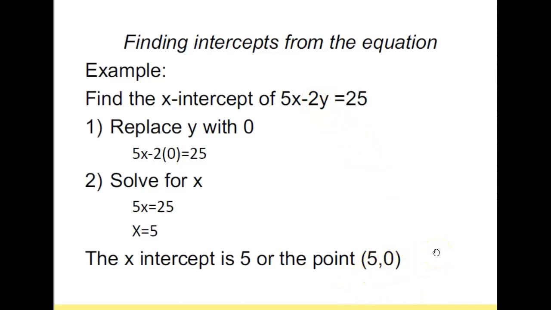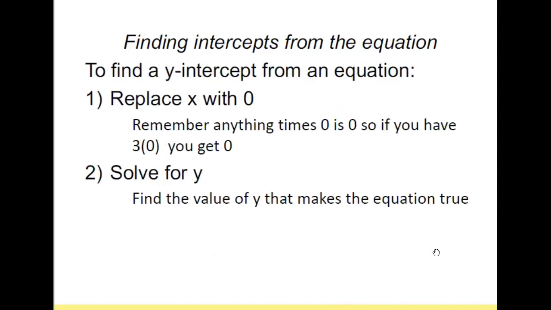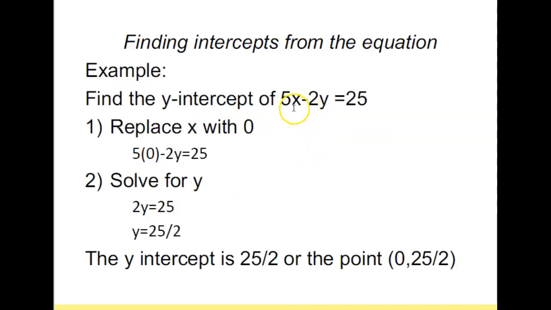We use this same technique to find the y-intercept. It's just that instead of y being 0, we replace x with 0. And then we solve for y. So here I'm going to replace this x with 0. And so this whole term becomes 0, and I get negative 2y equals 25.